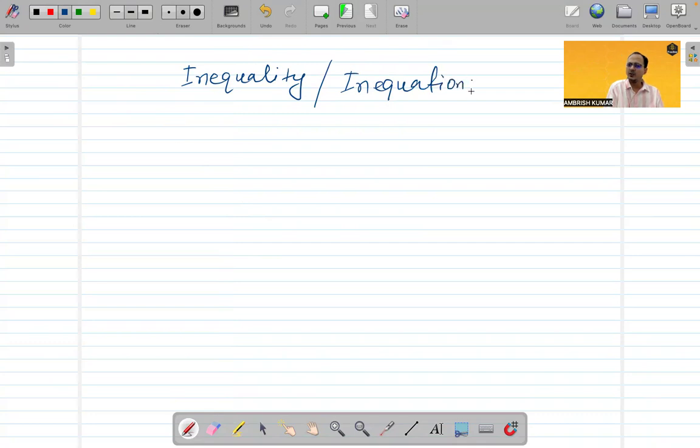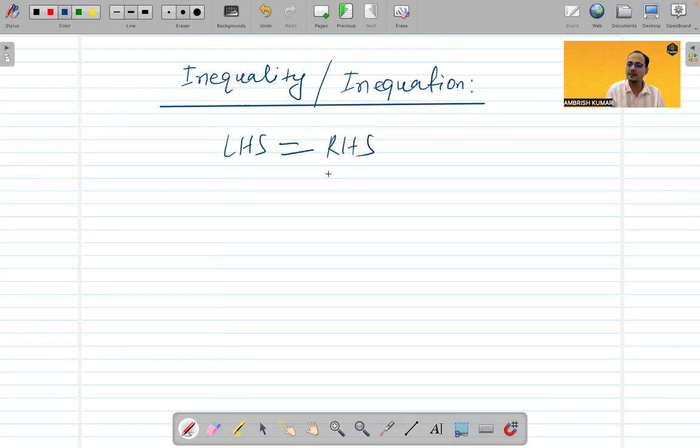Look, we are all very much aware of the equation, where we have some left-hand side, an equality sign and some right-hand side. Now coming to the inequality or inequation, it means you are going to have either a less than symbol or a greater than symbol. So the first thing that I am going to explain is what we mean by these two symbols.